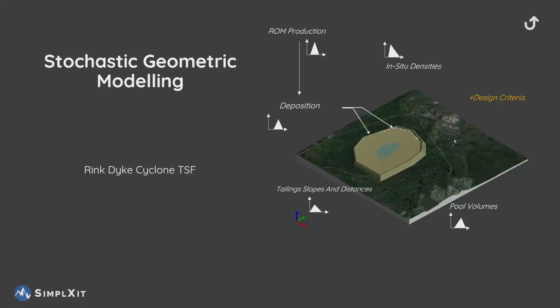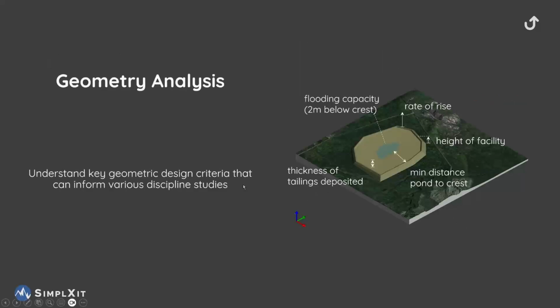criteria. So we use Muk3D, because it's got lots of tools for geometric analysis, to calculate specific things. It might be the thickness of the tailings that's being deposited on a monthly basis, so that you can better estimate the desiccation rates. It might be the flooding capacity that you have within your system as the upstream construction dimension is raised. It might be your rate of rise or the total height of the facility that might be important for the hydrogeologist or the geochemist for closure, for example.